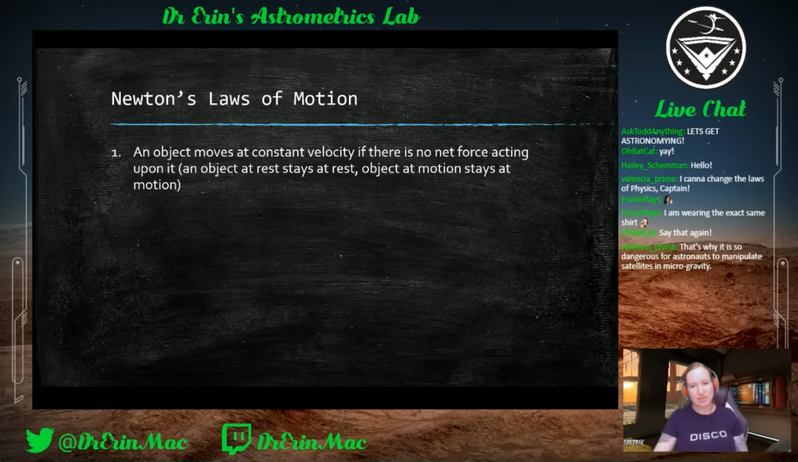And essentially what this is, an object at rest stays at rest, and an object in motion stays in motion. That's really what Newton's first law is. If you just set an object down, it's at rest. It's not going to move unless you push it. Now, we kind of know that. And then an object in motion stays in motion.